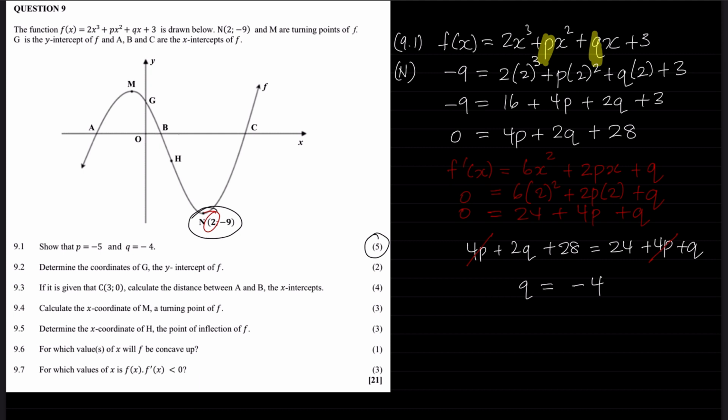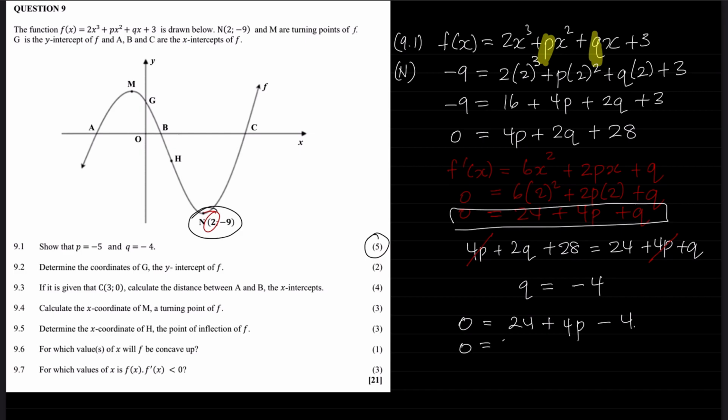Now to solve for p, I can substitute this -4 value into any equation. Let's substitute it in this equation. 0 is equal to 24 plus 4p minus 4. 0 is equal to 20 plus 4p. -20 is equal to 4p. p is equal to -5. And here we've shown it.